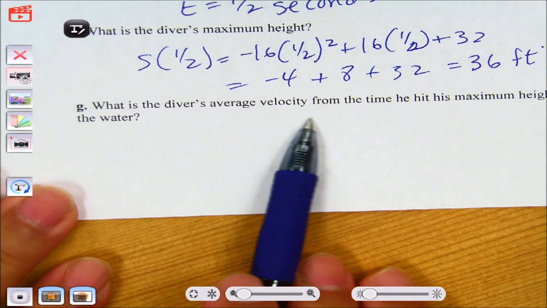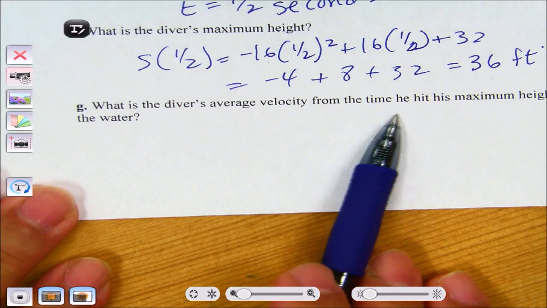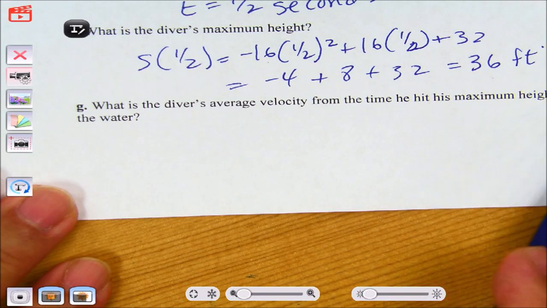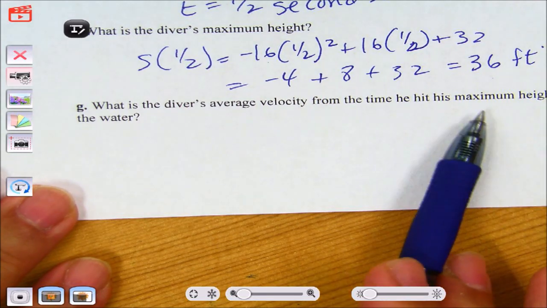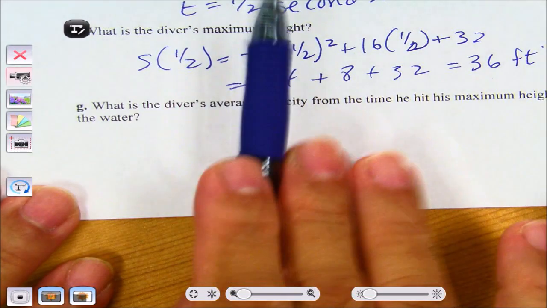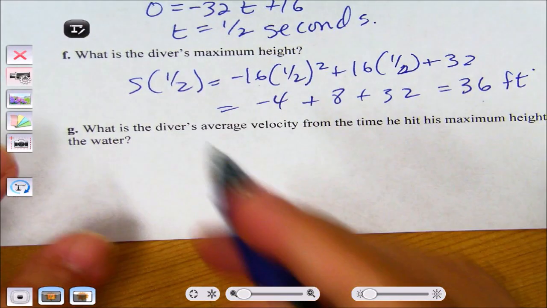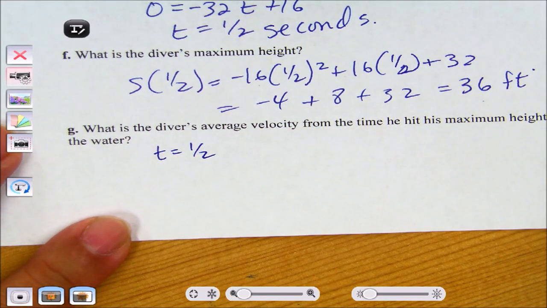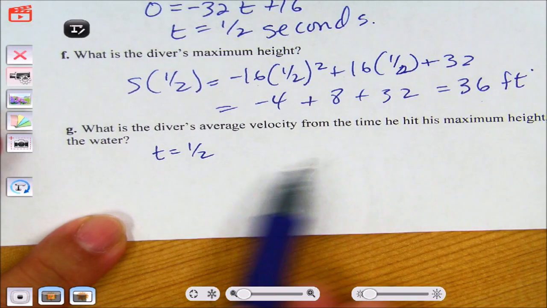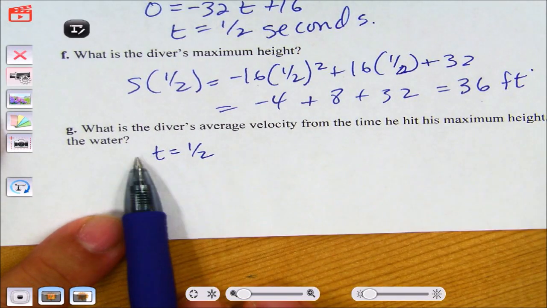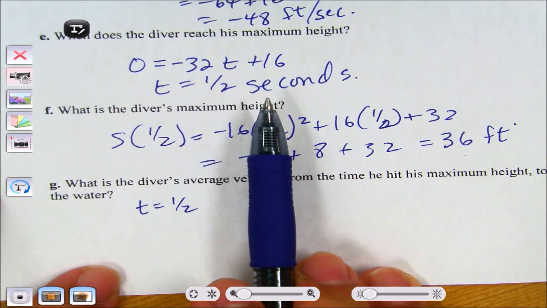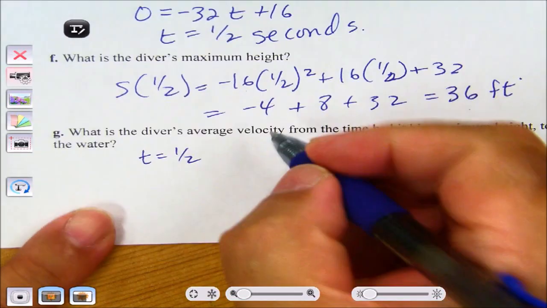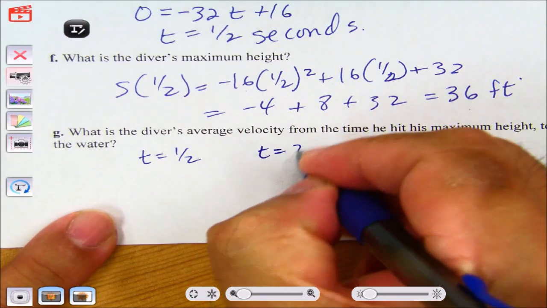All right, last question. What is the diver's average velocity from the time he hit his maximum height to the time he entered the water? The time he hit his maximum height was at half a second, right? So t equals 1/2 is the initial time in the interval. The time he entered the water was at 2 seconds. So we're looking at t equals 1/2 and t equals 2.